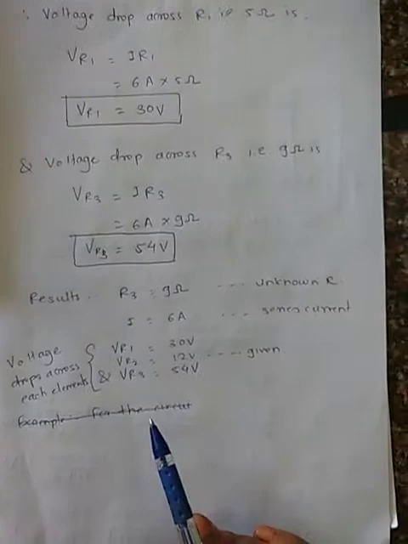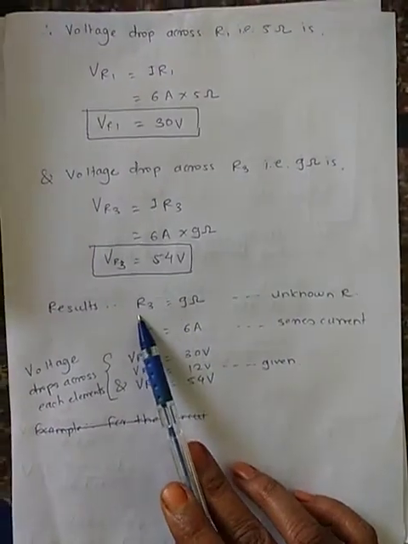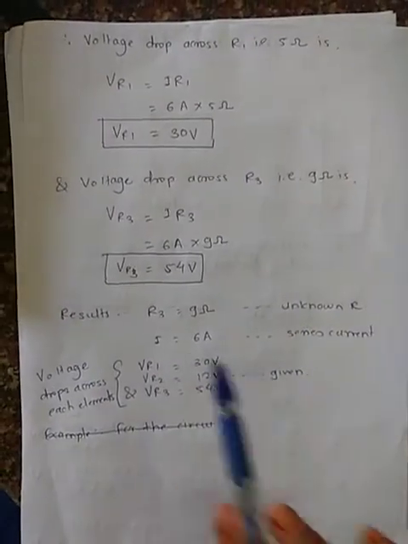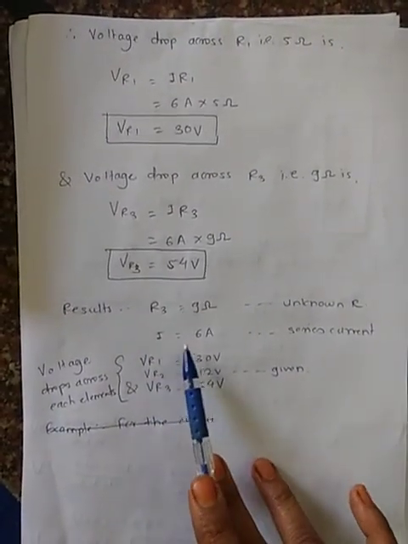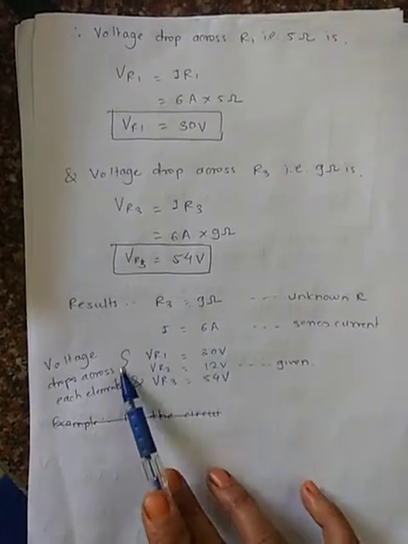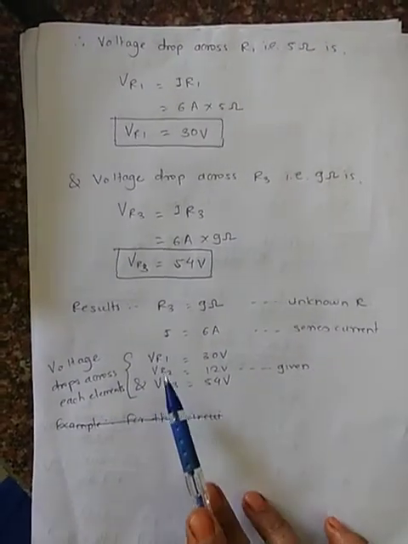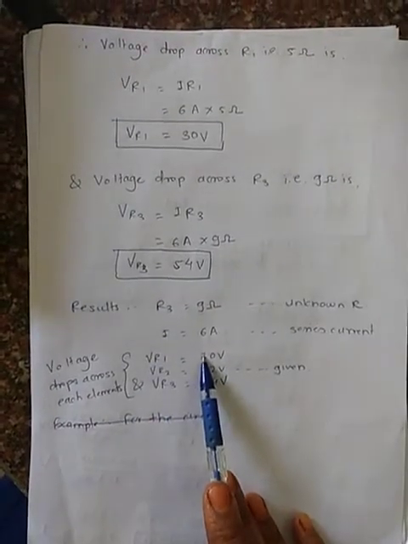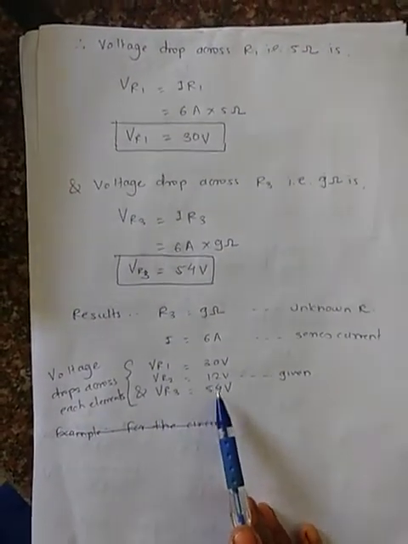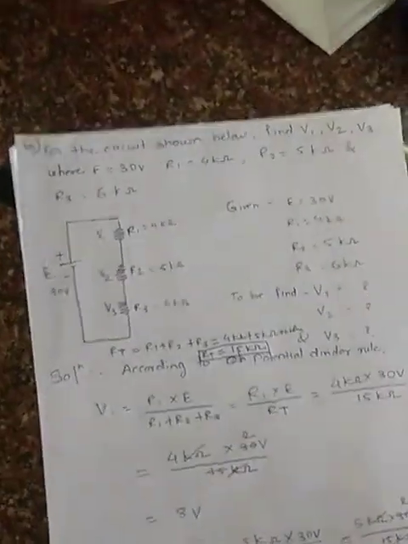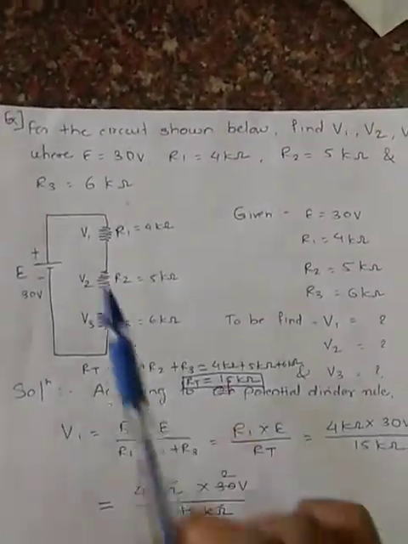So from this example we get the results: R3 is 9 ohm, which is the unknown resistor R. Then we get the value of I, the series current, which is 6 ampere, and the voltage drop across each element: VR2 is 12 volt, VR1 is 30 volt, and VR3 is 54 volt. Okay, now let us see another example.